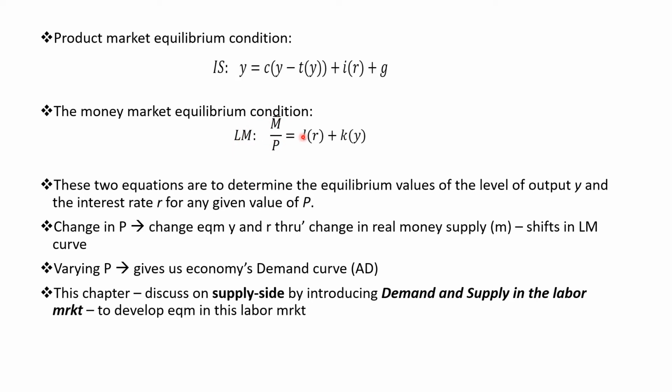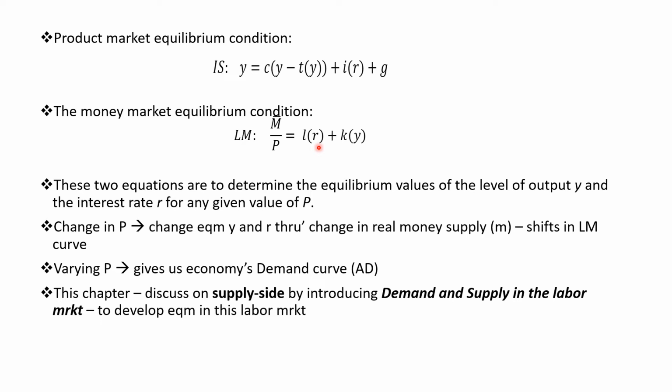M by P is equal to L(r) plus kY. These are the two equations that determine the equilibrium values of the level of output Y and the interest rate r for any given level of price P. Now if we change the price level P, it changes the equilibrium level of income Y and r through the changes in the real money supply, that means M is equal to M bar by P.